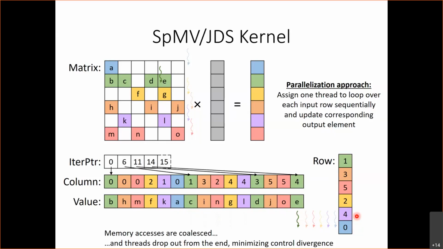It's not as space efficient as CSR because we have additional things we have to keep track of, right? We have the column, we have the value, but we also have the iteration pointer. We have this permutation vector that we need to remember. So we have more bookkeeping data that we need to keep around. So it's not going to be as space efficient as CSR, but it's going to be more space efficient than ELL because there's no padding.